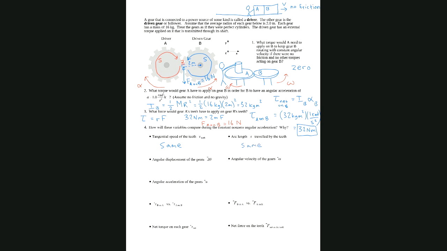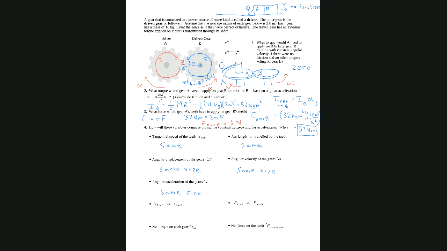What about the angular displacement of the gears? Well, we just showed above that one of the teeth made a full revolution. The other tooth made a full revolution too. So these are going to be the same size. Notice though that one of them is counterclockwise, the other is clockwise, they're opposite directions. When it comes to the angular velocity of these gears, they're going to be the same size too. And the angular acceleration, same.